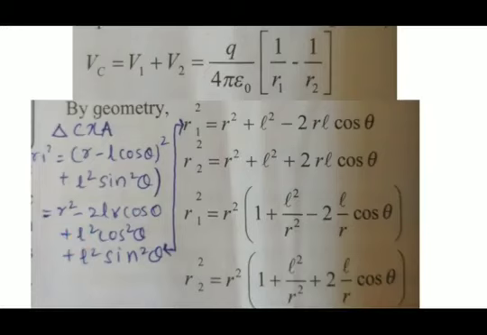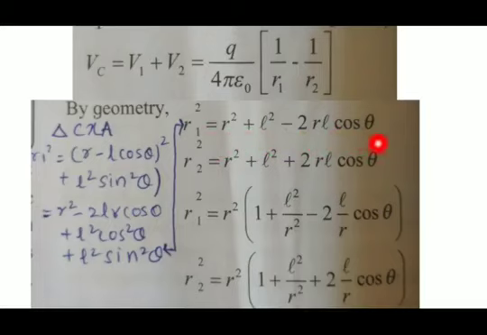Okay, now if you see here, r square minus 2rL cos theta will be the same. Now see here, L square cos square theta plus L square sine square theta. So cos square theta plus sine square theta itself is 1. So we will have r1 square is nothing but r square plus L square minus 2rL cos theta.